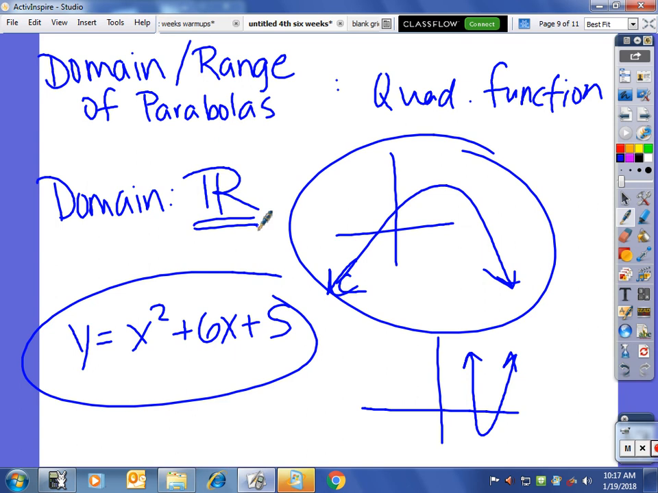Very good. Before I could even ask the question, what did you say? Yeah, the range is not all real numbers. The range depends on the vertex. Okay, so domain is always all real numbers.